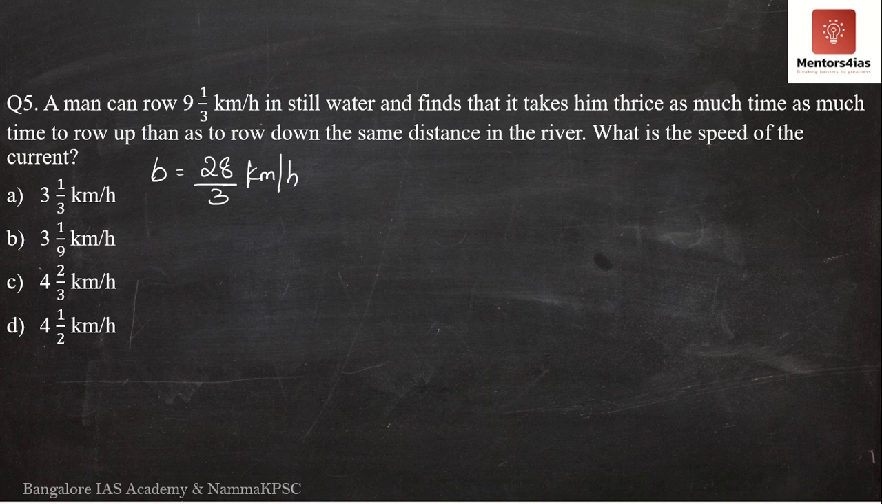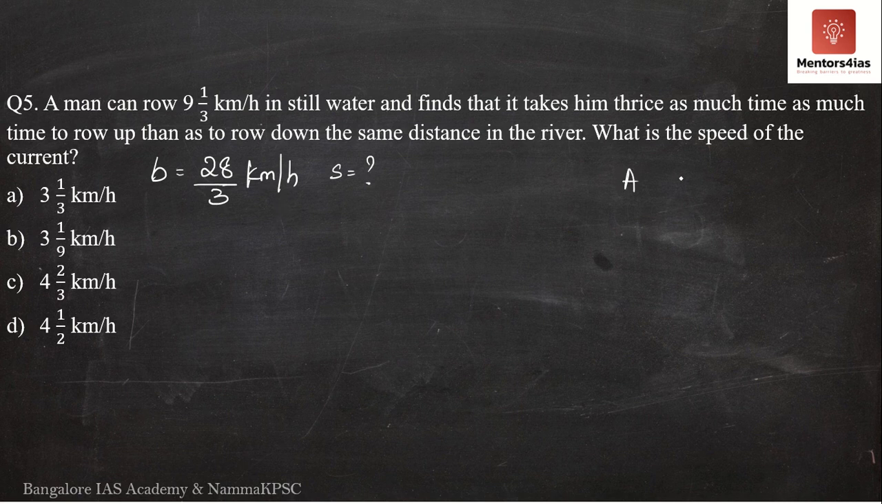Therefore, what is the speed of the current? So the question is asking for speed of the stream. The question has given the speed of the boat, which is 28 by 3 kilometers per hour. We have to find out speed of the stream. But the question also says that the man finds out that it takes him thrice as much time to row up than to row down the same distance in the river.